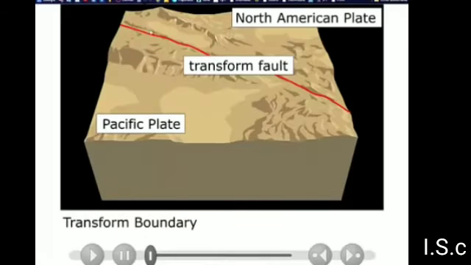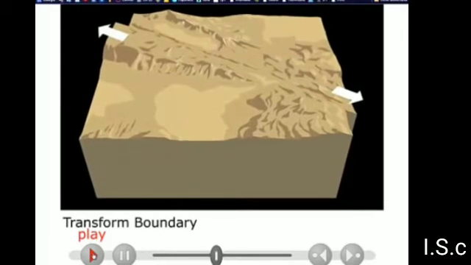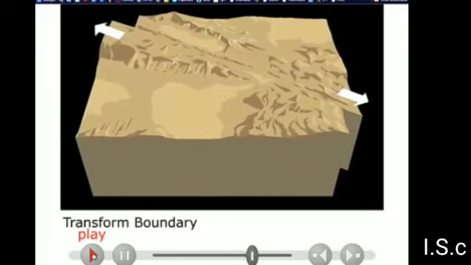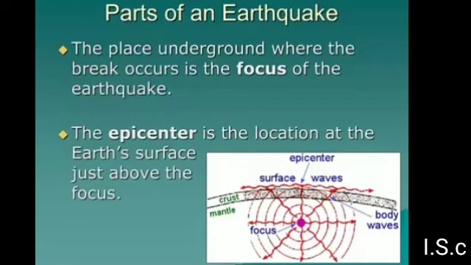Now where this can happen would be a place like this. Here's our transform fault boundary between North America and the Pacific Plate. As one plate moves one direction, the other one slides in a different direction, and they grind past each other, releasing energy, making an earthquake. Alright, back to the notes.